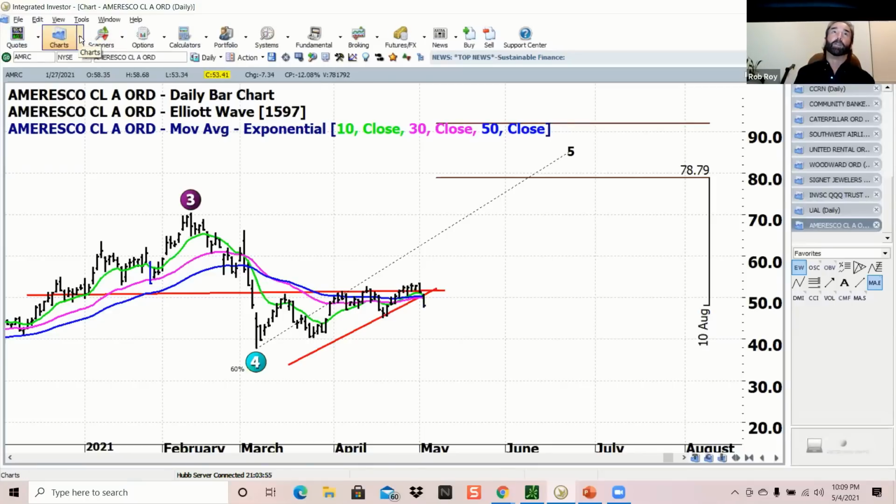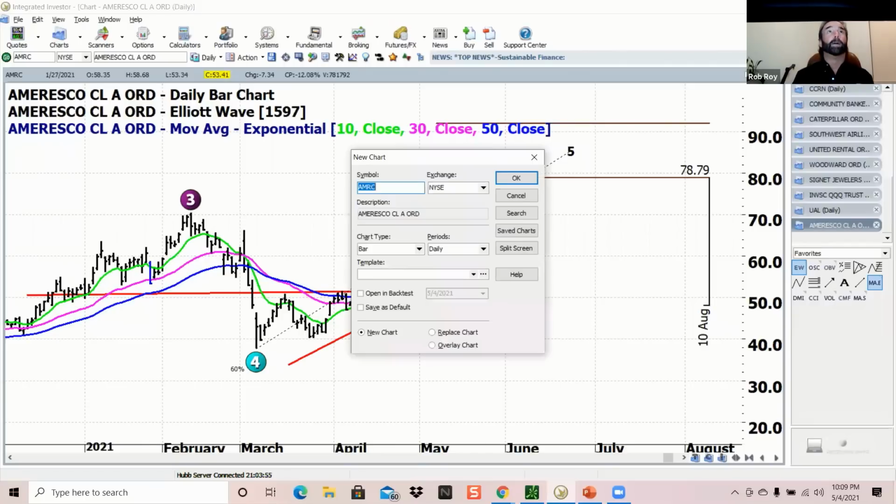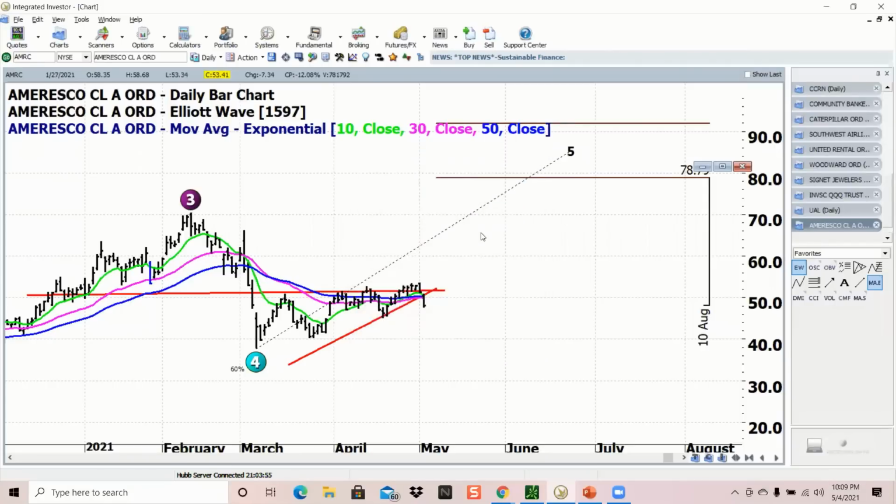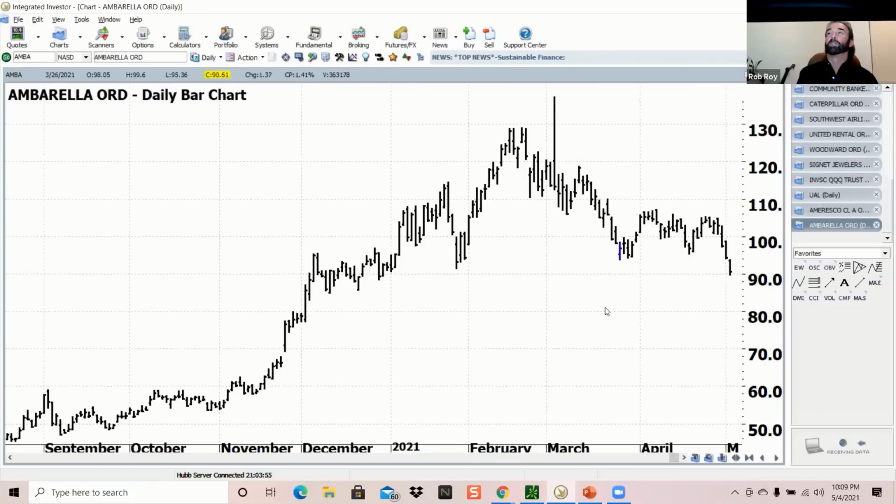I'm sorry, I forgot the other symbol. What was the other one? We had AMRC, and what was the other one? AMBA. Likes the M stocks, huh?